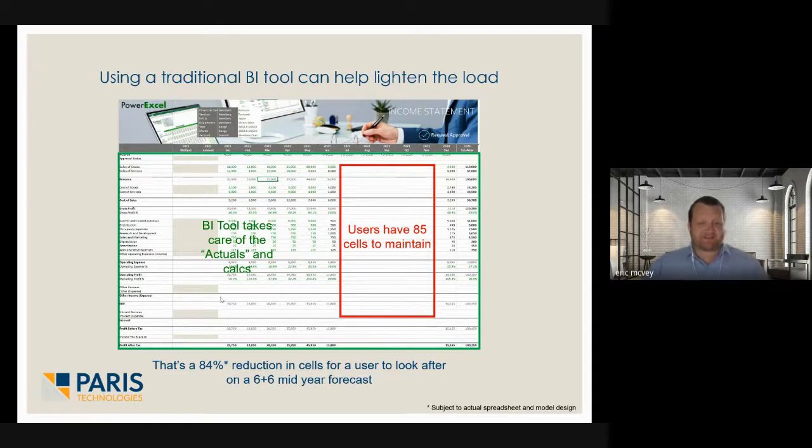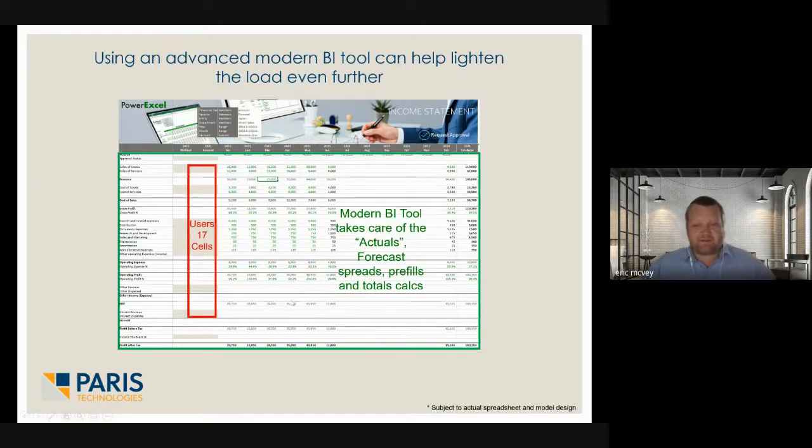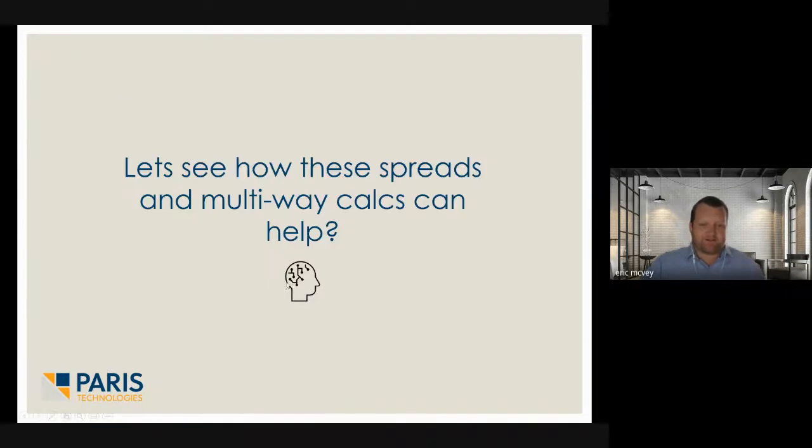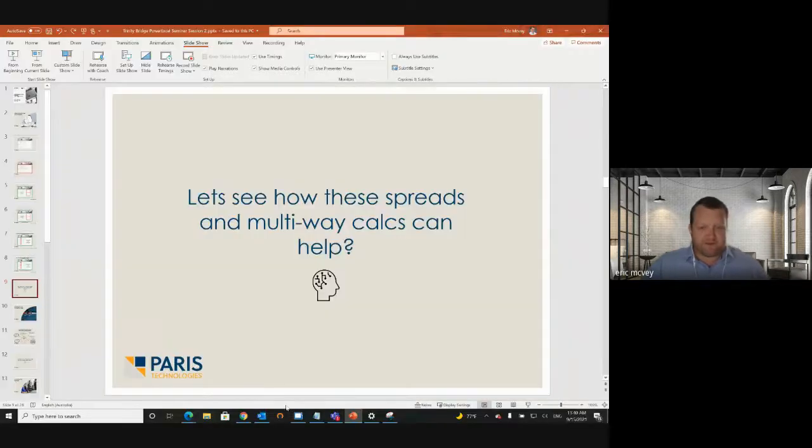on a 6+6 forecast. The thing is, if we step up to a modern BI tool, and this is what we're going to go through, we can manage that forecast down to 17 cells. That's really a 97% reduction. It's a simple model, but you get the idea that by leveraging the tool, we can improve the way that we work.